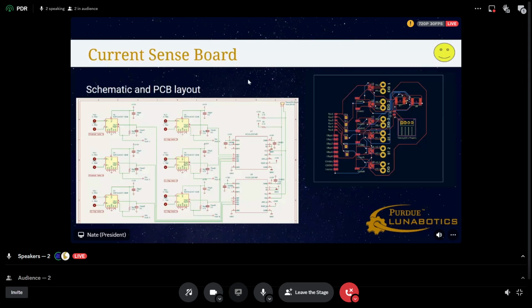This is the overall schematic and PCB layout. It's mostly for keeping track of the names of the chips. So I got the ACS711, that's the Hall effect current sensor, and then on the right is the ADS1115, I think, for the ADC.